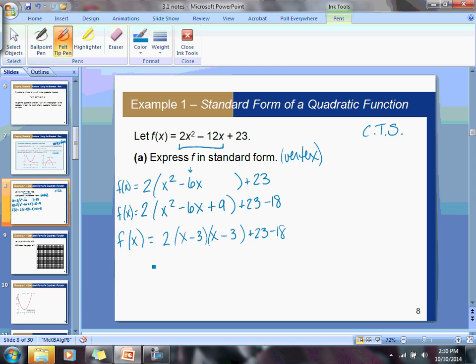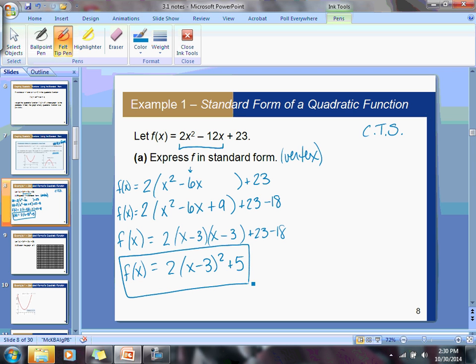Now I'm going to rewrite this. So we'll have 2 times x minus 3 squared. The stuff in the parentheses should match because it's going to be a perfect square trinomial. So you're always going to be able to write it as something squared. And then I want to combine my like terms there at the end, plus 5. So there is my vertex form.